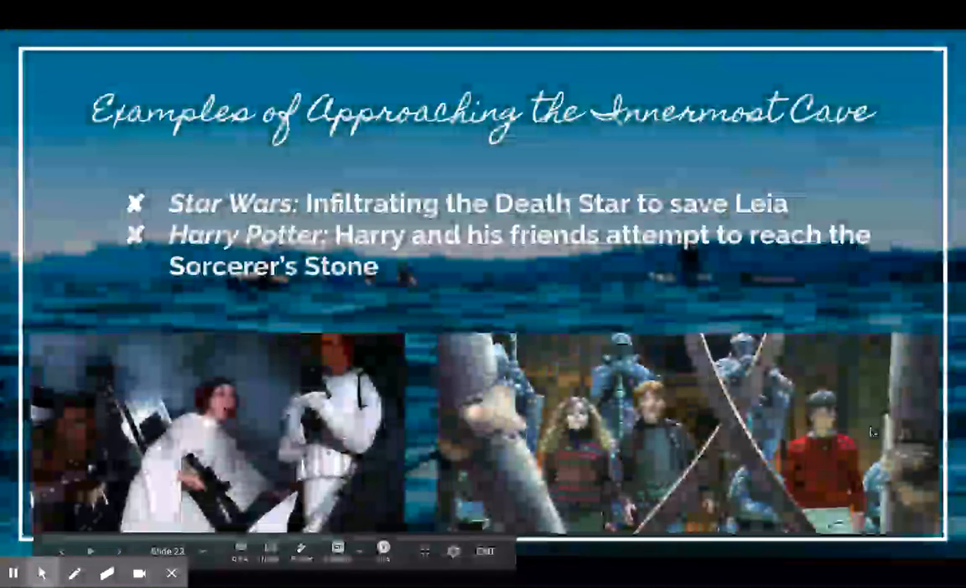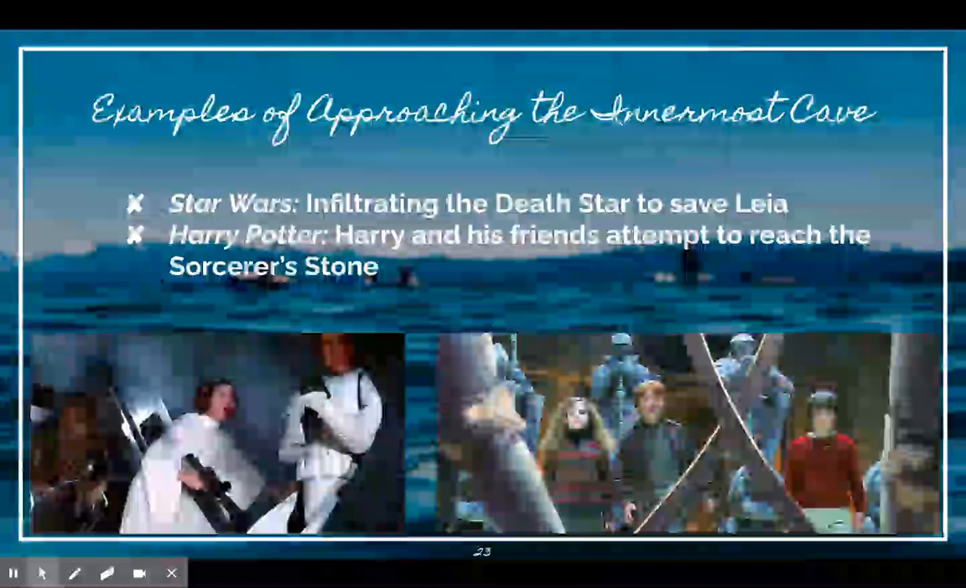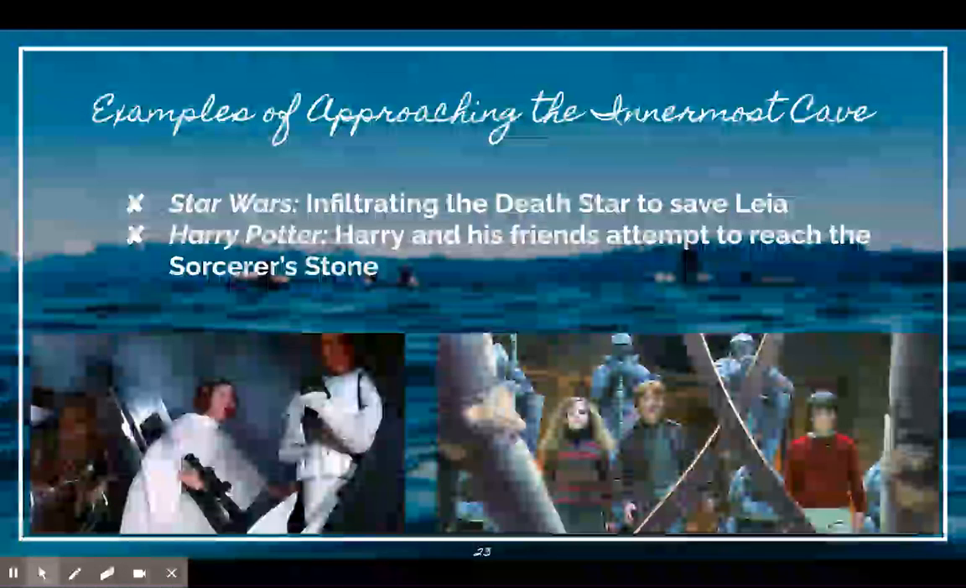Okay, so in Star Wars, Luke and Han Solo need to save Leia, right? That is their ultimate quest. And so they infiltrate the Death Star, they sneak in, and they're going to find her and get her out. So they're approaching that innermost cave. They're approaching the object, the quest, the goal that they have.